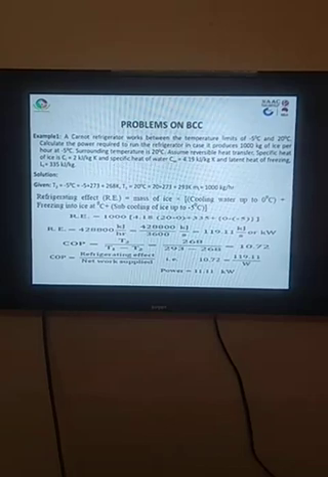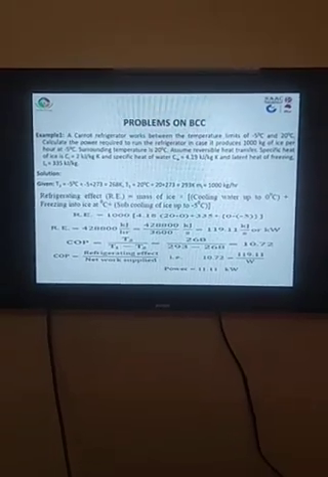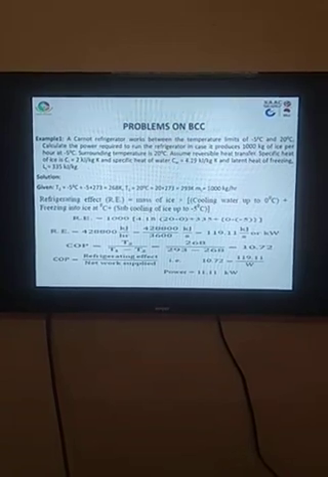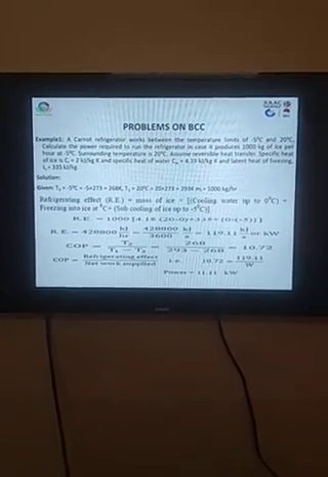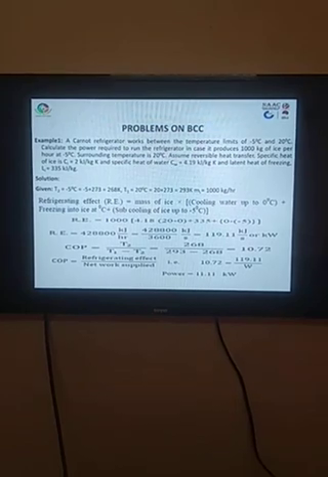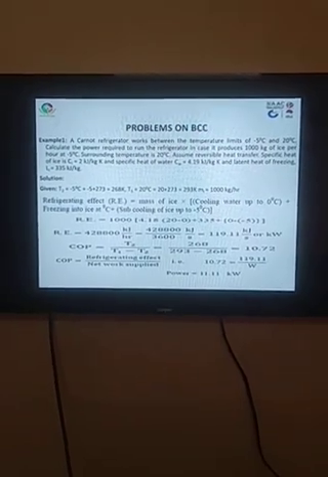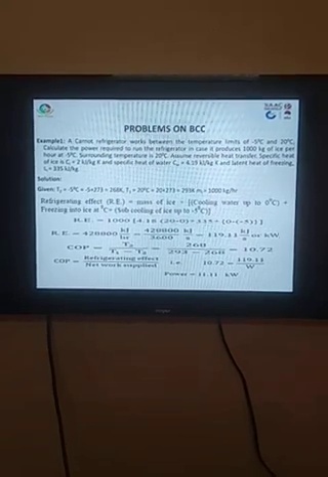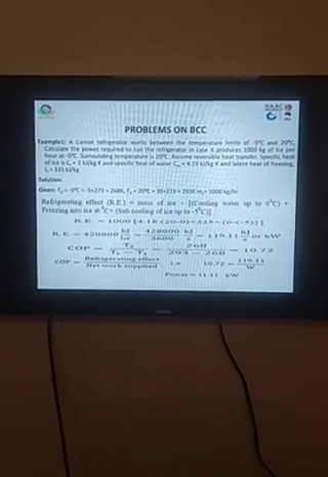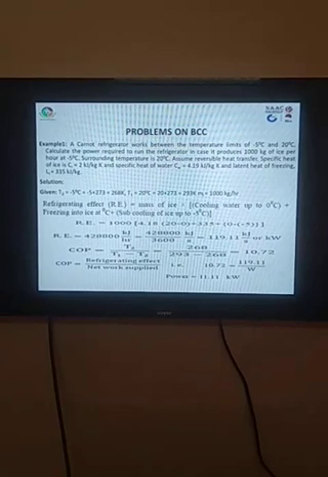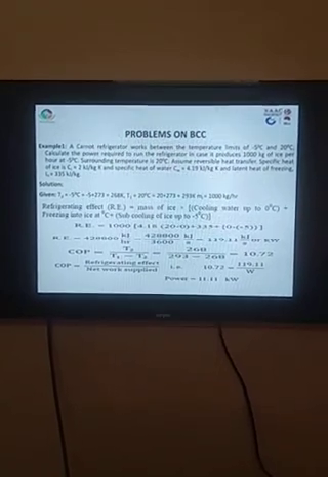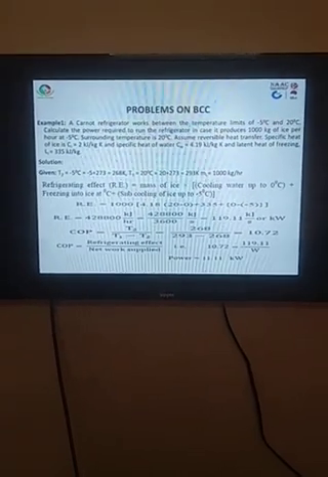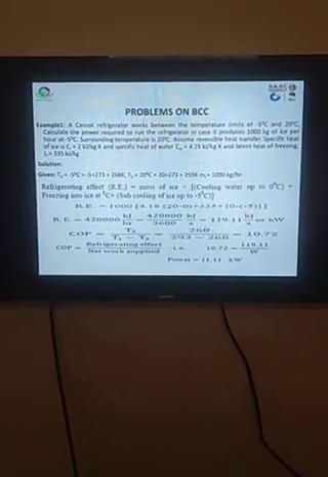The lower temperature we consider as T suffix 2, so T suffix 2 is equal to minus 5 degrees centigrade. We need to calculate it in terms of Kelvin, so it becomes 268 Kelvin. Similarly, the higher temperature will be T1, which is 20 degrees centigrade. In terms of Kelvin, it is 293 Kelvin. The mass of ice produced is 1000 kg per hour. The refrigerating effect is calculated like this.